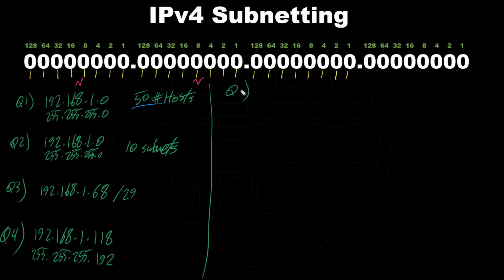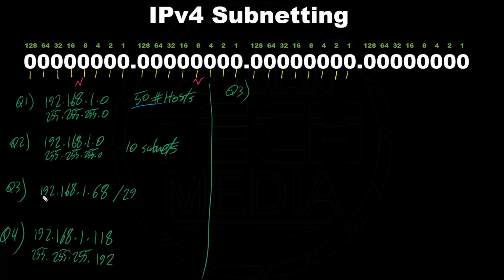Okay, let's write down question number 3. For question number 3, they give us an IP address with the CIDR notation /29. They ask which network this IP address belongs to. Or another type of question, they might ask what this address is. Is this a network address? Is this a broadcast address? Based on this CIDR notation, how can we solve this?